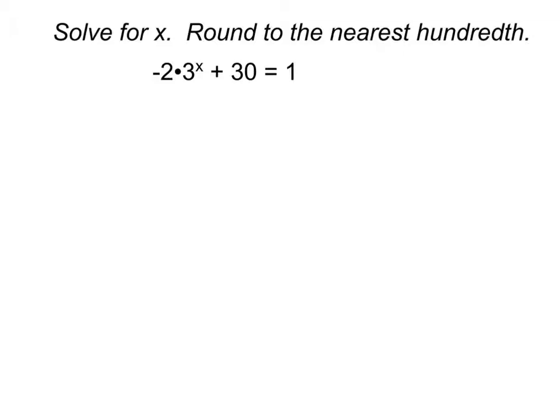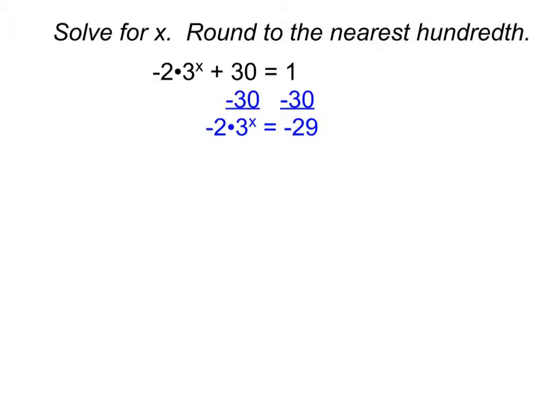Now, as we're taking a look at this one, we always do want to try to get rid of any addition and subtraction first. So yes, I'm going to go ahead and get rid of that plus 30 at the start. So I'm going to subtract 30 from both sides, which gives me negative 2 times 3^x equals negative 29. It's okay to have the negative there at the moment at least.